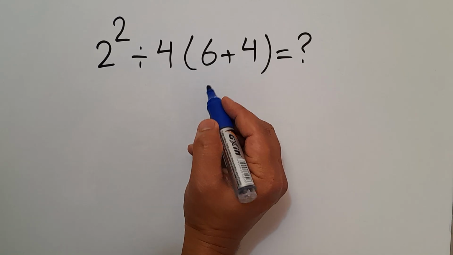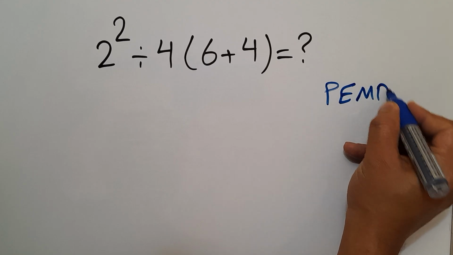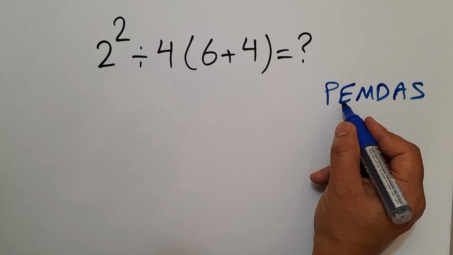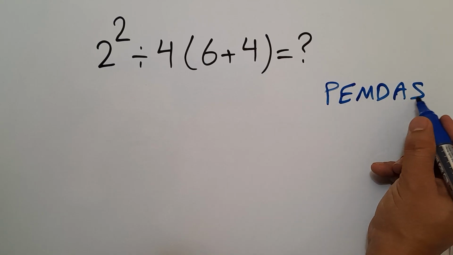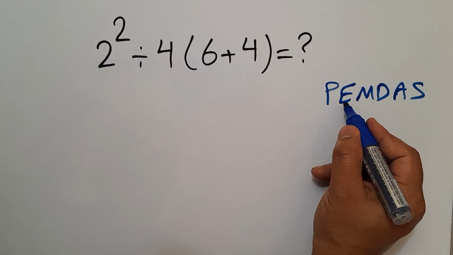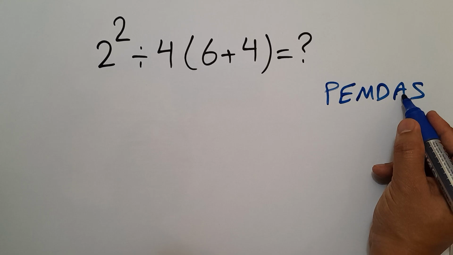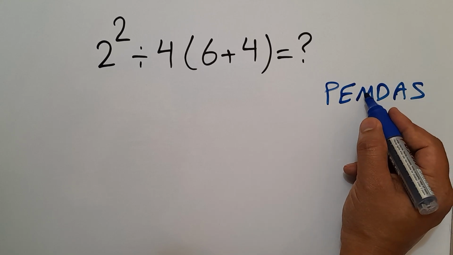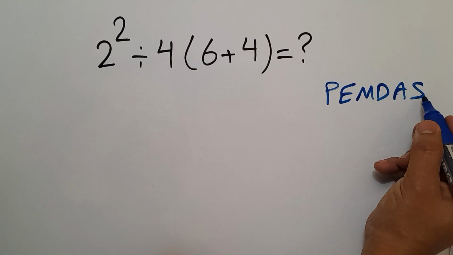According to the order of operations, which is PEMDAS, P stands for parentheses, E stands for exponents, M and D stand for multiplication and division, and A and S stand for addition and subtraction. We first do parentheses, then exponents, then multiplication and division, and finally addition and subtraction. Remember that multiplication and division have equal priority and we work from left to right. And the same applies to addition and subtraction.